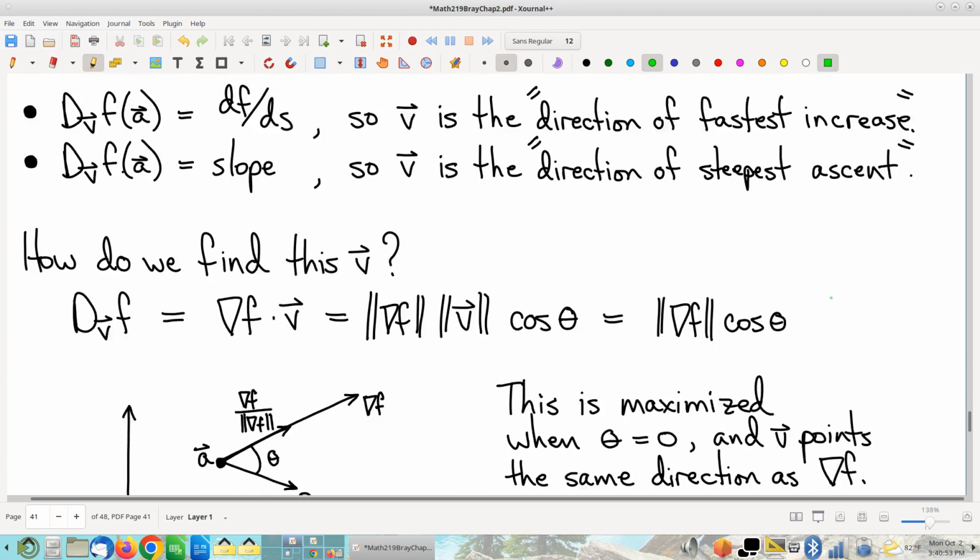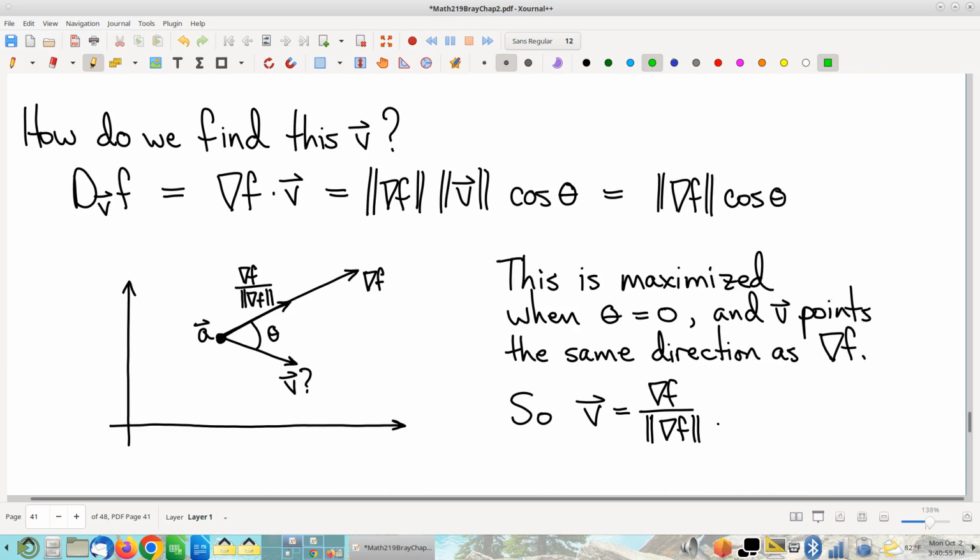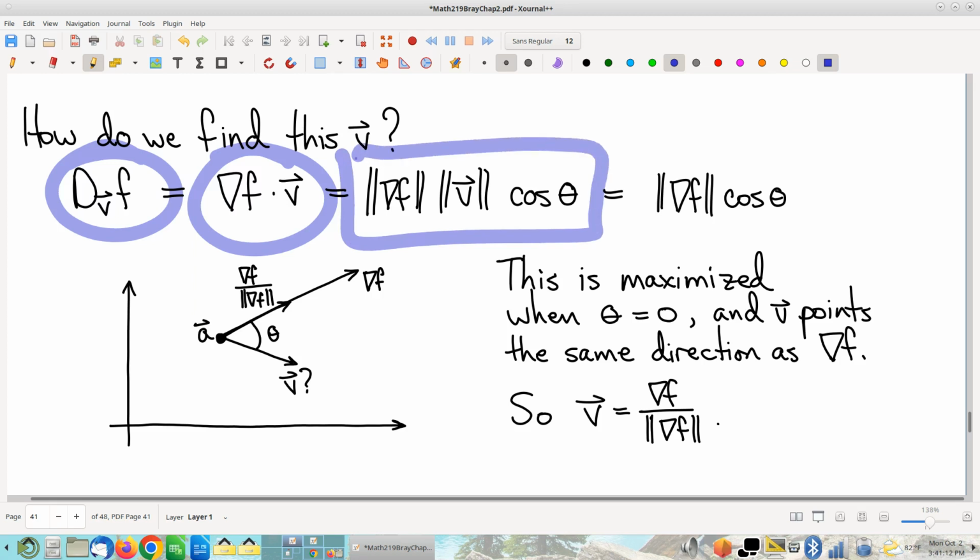How do we compute it? Here's what we're trying to maximize: the directional derivative. We want to make that as big as possible. Directional derivatives are computed as a dot product. Cool. We want to make that dot product as big as possible. Don't forget, dot products can be computed as magnitude times cosine of the angle. That's an old linear algebra formula relating to dot products. This is what I therefore want to make as big as possible.